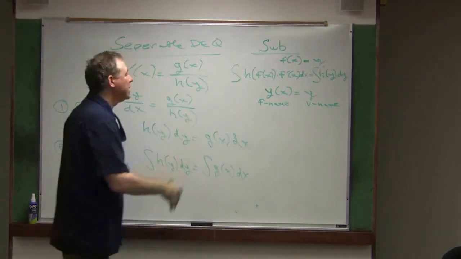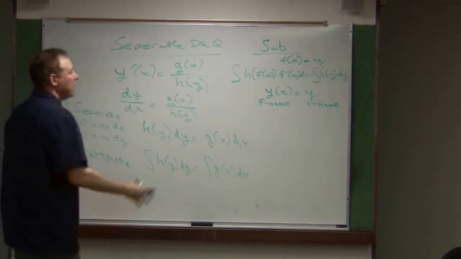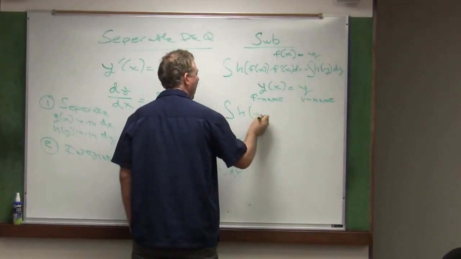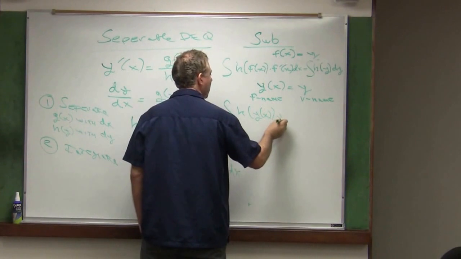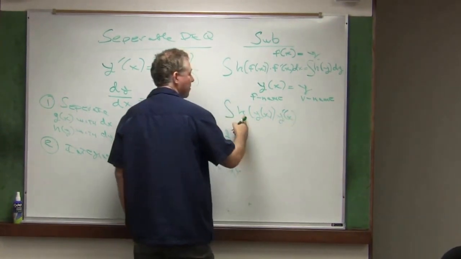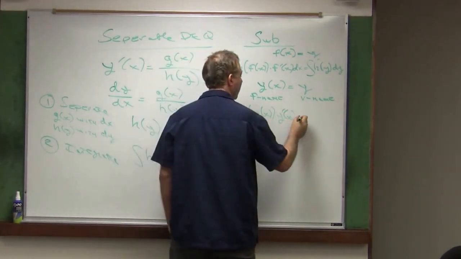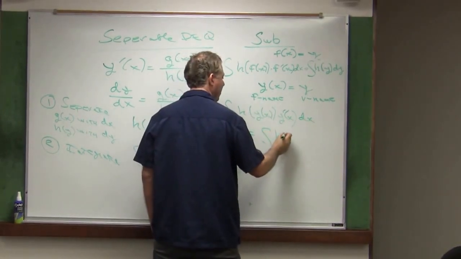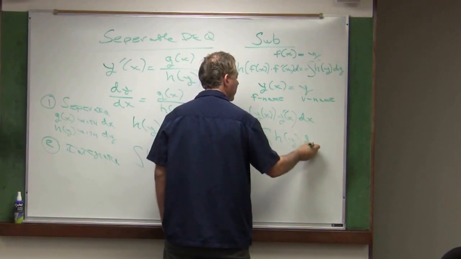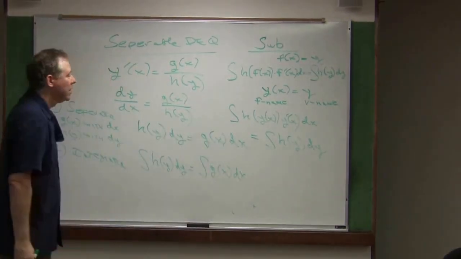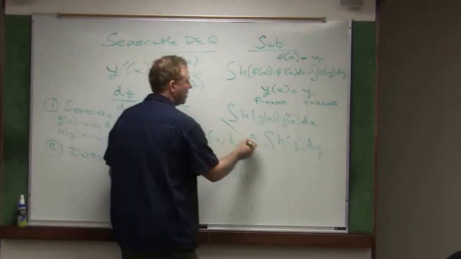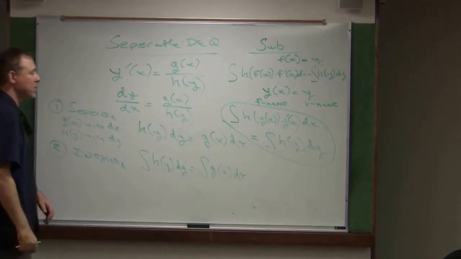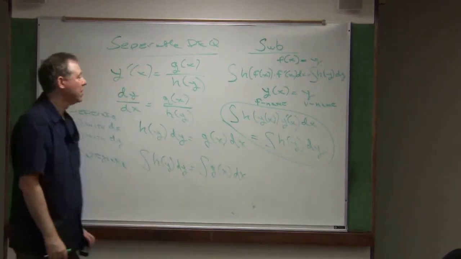If I apply my substitution rule in this context, I get the antiderivative of h of y of x times y prime of x dx is equal to the antiderivative of h of y dy. Okay? This is just your substitution rule.